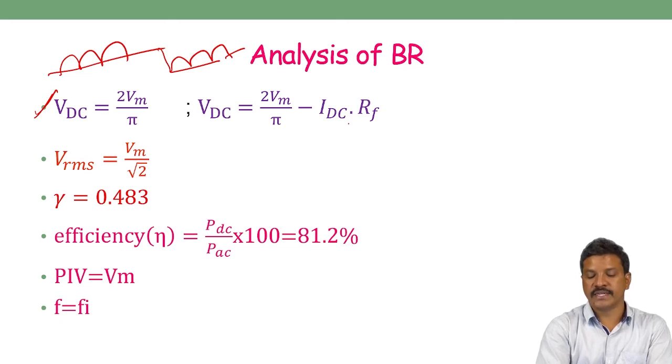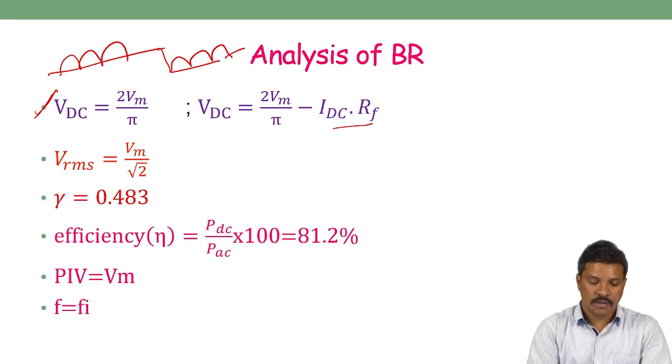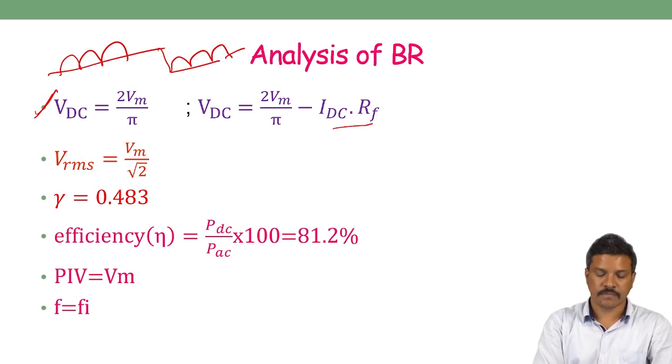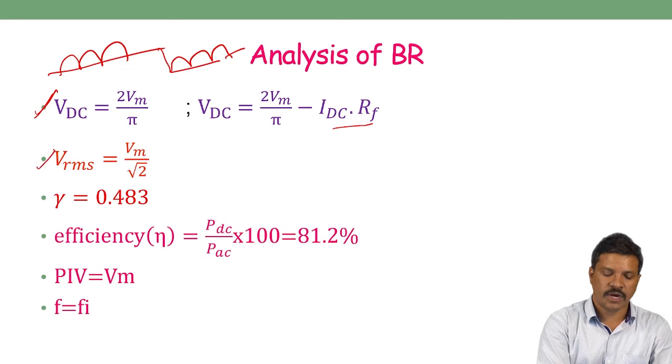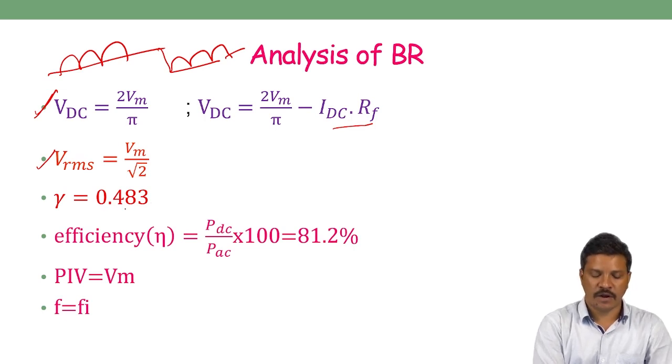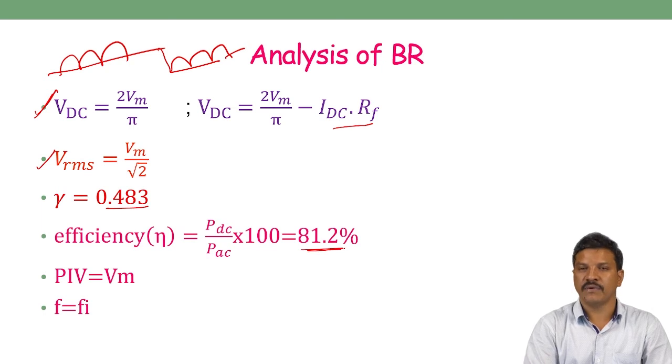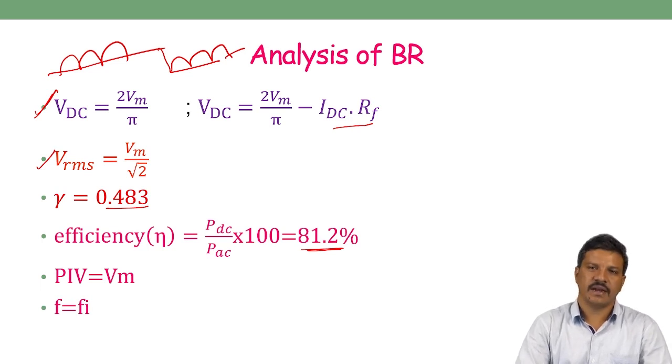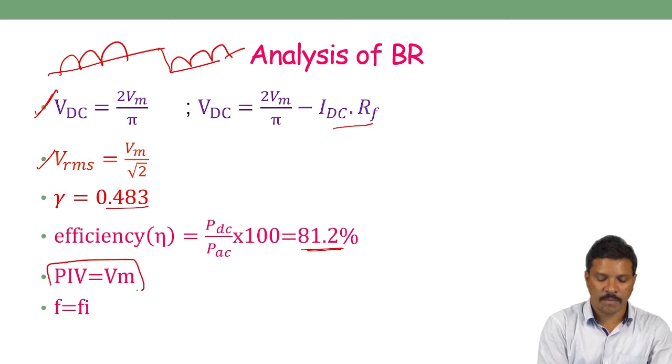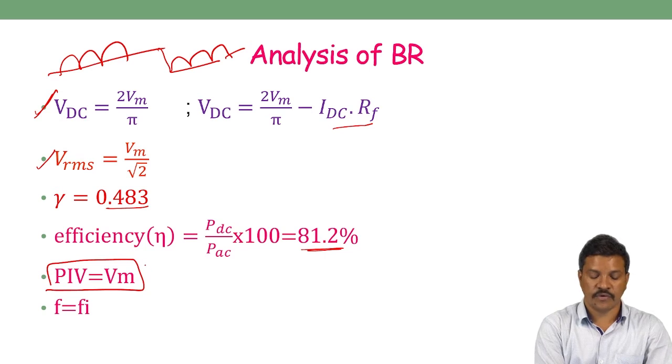When we consider the forward resistance of the diode, it is 2 Vm by pi minus IDC into RF. Similarly, VRMS is equal to Vm by root 2, which is what we achieved in the full wave rectifier. The ripple factor is 0.483, that is 48.3%. Efficiency, PDC by PS into 100, gives 81.2%. Then what is the difference between the bridge rectifier parameters and the full wave rectifier parameters? The only parameter which changes is the peak inverse voltage, Vm only.